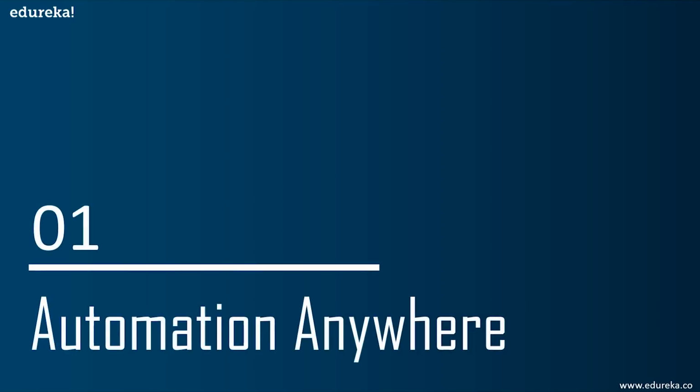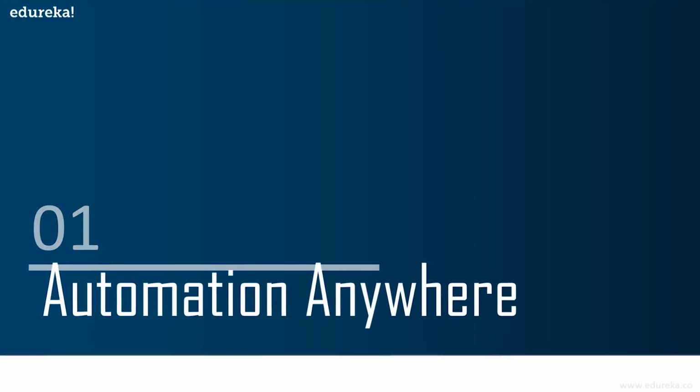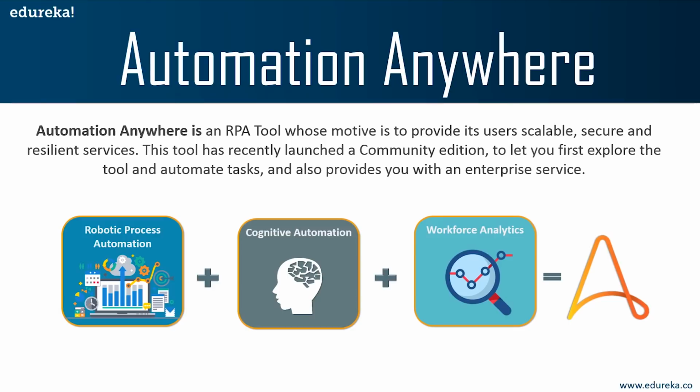Starting with the introduction to Automation Anywhere, what do you think Automation Anywhere is? Well, it's evident that Automation Anywhere is nothing but an RPA tool whose motive is to provide its users scalable, secure, and resilient services. This tool has also recently launched a community edition, which is basically a free edition that you can use for a lifetime, and you can explore the tool as much as possible. Apart from the community edition, this tool also offers an enterprise edition which has a 30-day free trial, and after the trial you can use it at enterprise levels.